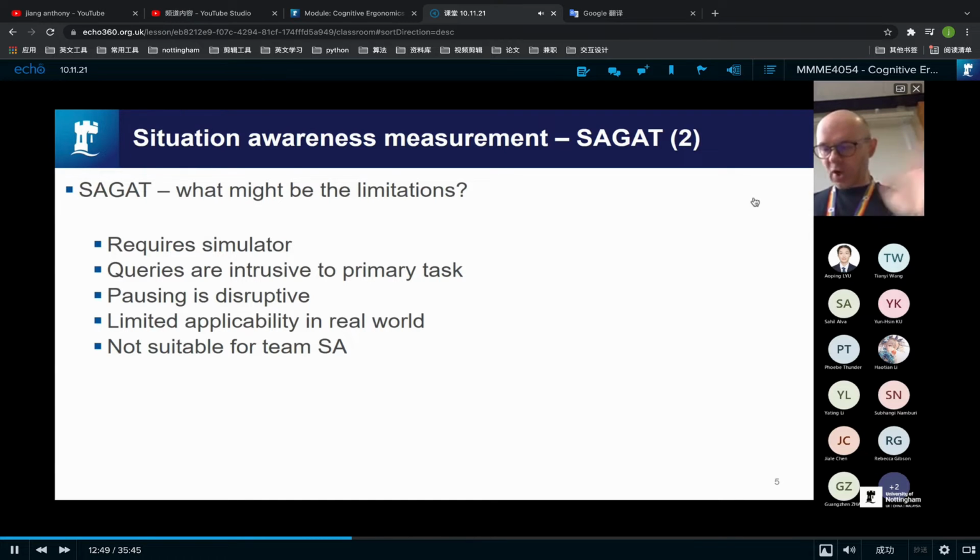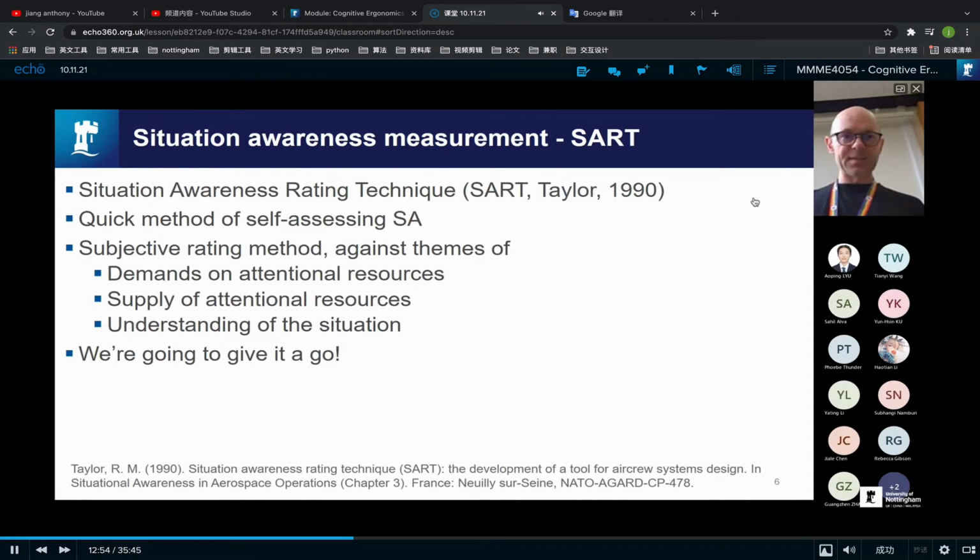So that was not on the slide, those observer rating techniques. Another one is SART. SAGAT is probably the most commonly used measure of situation awareness, certainly the most famous measure of situation awareness. But it does rely on a simulator and freezing the simulator, which is often not available. SART, the situation awareness rating technique, is another fairly commonly used technique, which is usually done after the task. So it's a retrospective method.